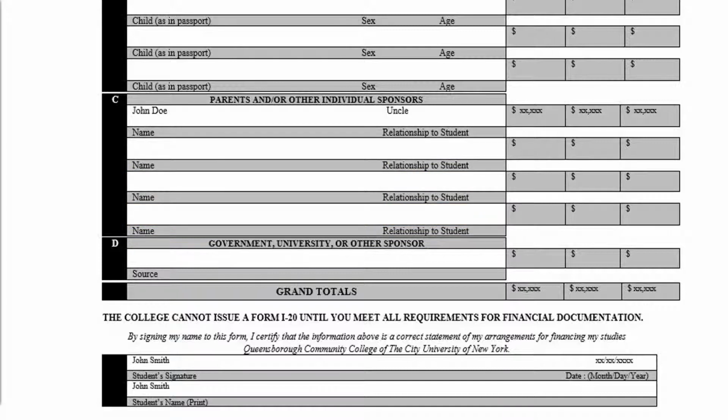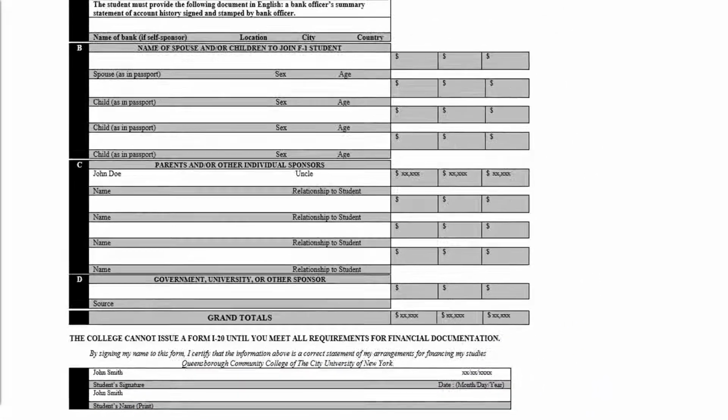In each column, enter the amount that each person can provide you for each year. Any other type of sponsor will go into Field D. Make sure to add each column and enter the sum in the grand totals row at the bottom, as well as print, sign, and date the page.